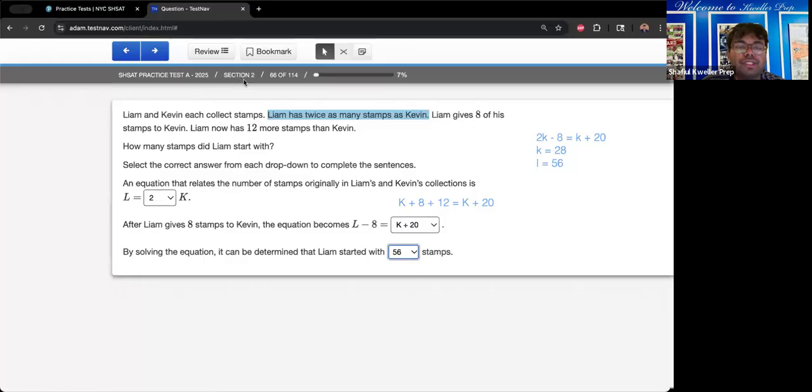Someone said for this question, for the second option, is it not K plus 12 but K plus 20? It's K plus 20 because it's K plus 12, and then we see that when Liam gives 8 stamps to Kevin, we have to add 8 stamps to what Kevin has. So that's why we add plus 8.